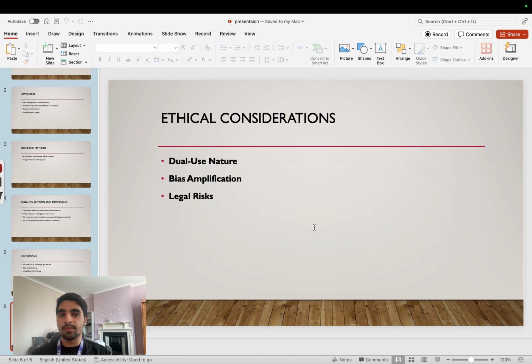Also, bias amplification. Bias means that they can add a little bit of bias into the input data, and then it will change the output entirely. There are also legal risks. Obviously this is related to cyber security and machine learning attacks, so there are some legal risks and existing laws that we need to follow. So these are some ethical considerations.